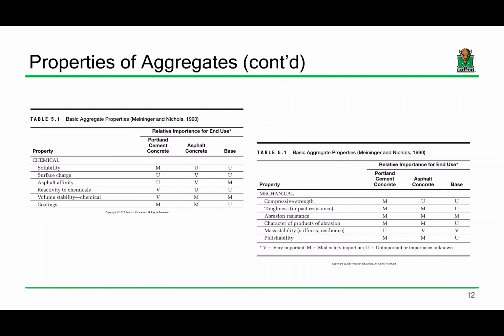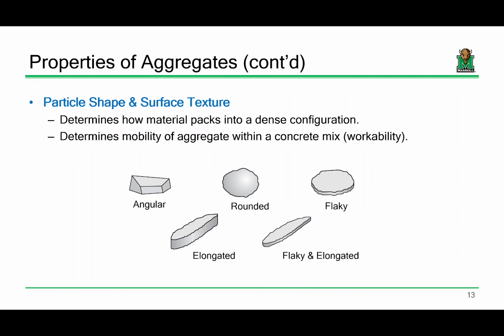And that's just your chemical properties and then your mechanical properties. So I'm just going to skip past this because they're in your textbook. I'm going to mention the same thing here on this slide as I mentioned on the previous one. We will have a lab a little bit later where we look at the particle shape and surface texture and characterize whether the particles in a given aggregate are angular, whether they're rounded, whether they're elongated, whether they're flaky and elongated.